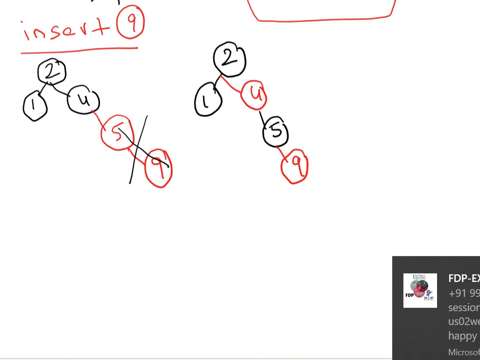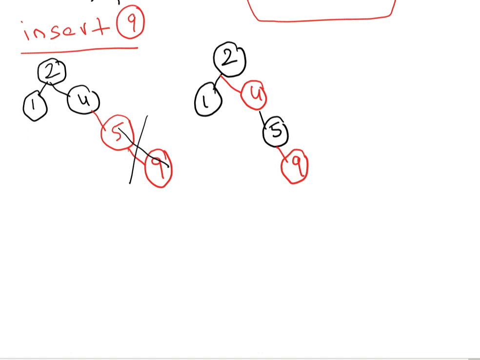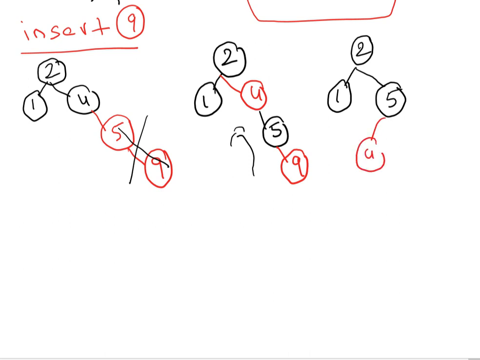One more case. I will go for 2. Sorry, I will take it as black. 2 as black. I will put 1 at this side. And I will perform some rotation, as we saw in the AVL tree. I will perform the left rotate. Left rotate means 5 will be the node. Now I will make 4, 9. So this is perfect.